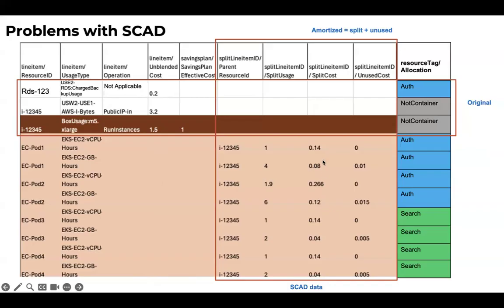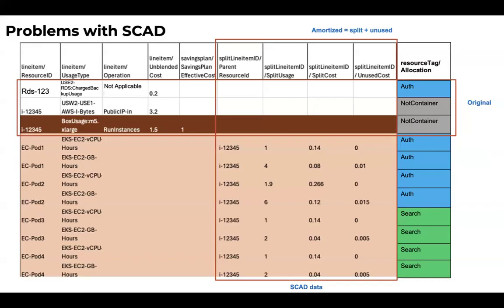So, okay, let's see, can we use this split cost, which is basically amortized cost? We could try to use it, but the original costs don't have the corresponding amortized costs. So this is one of the problems, right? The original cost types are blended costs, unblended costs, savings plans, effective costs, etc. And those don't exist for SCAD. And the SCAD produced data has amortized costs, which don't exist for the original cost. So we cannot aggregate these costs using cost allocation tags in order to report the cost of the container, I mean, the microservice. So that's problem number one.